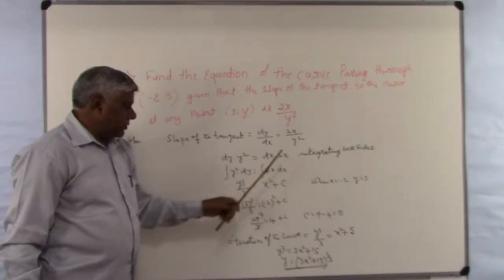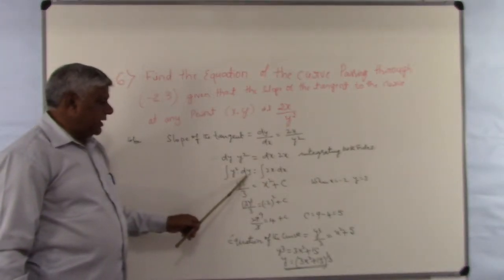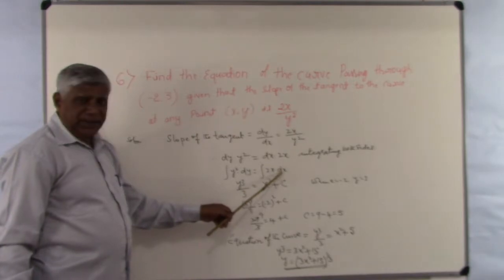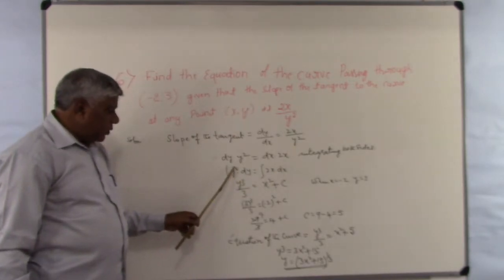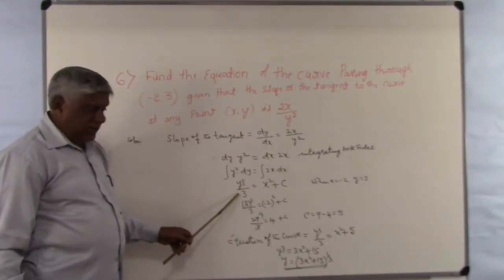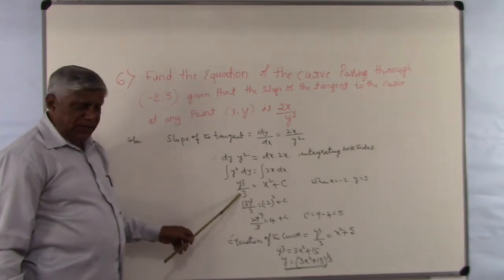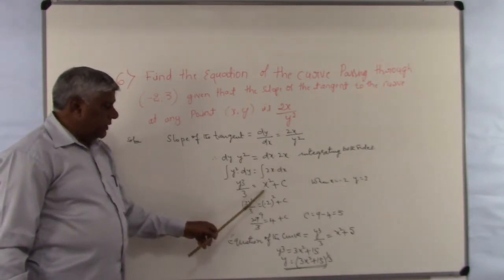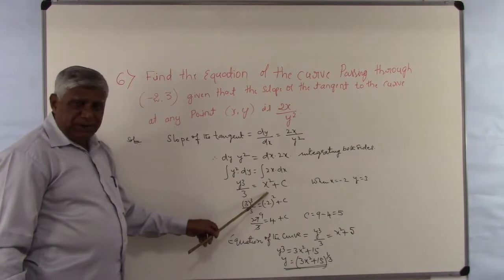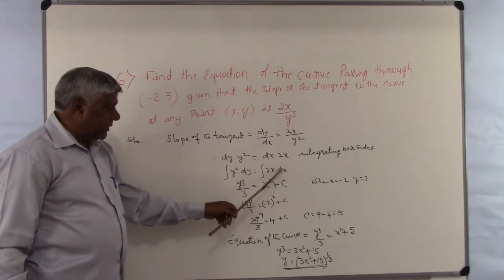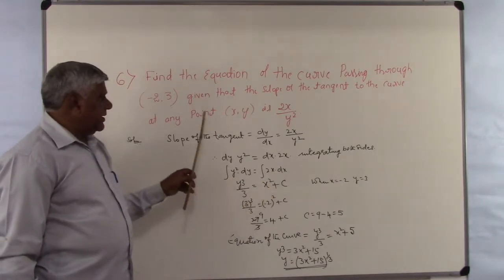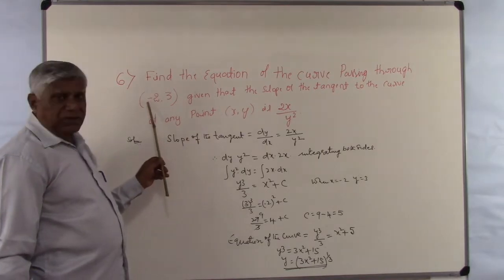Now integrating both sides, we get ∫y² dy = ∫2x dx. Now this is y^(2+1) divided by (2+1), so y³/3 = x²/2 times 2, the 2 and the divided by 2 get cancelled, x² + c. See here, the given point is (−2, 3).